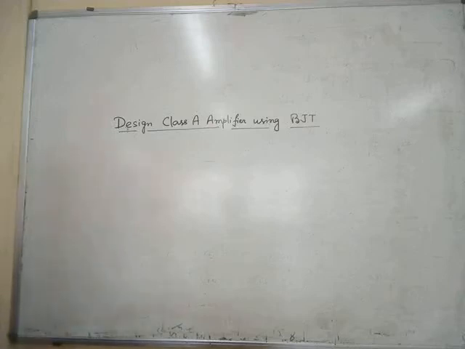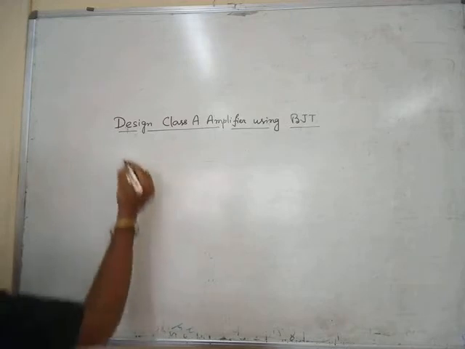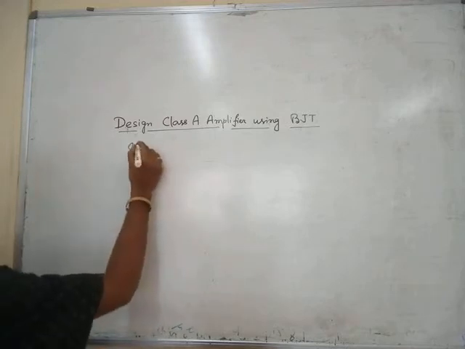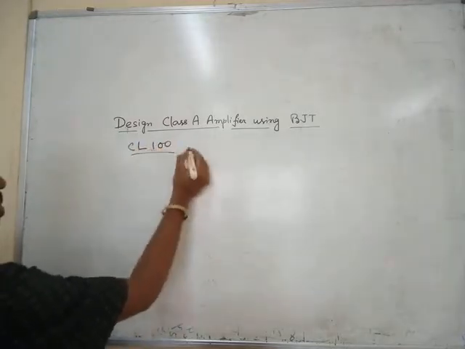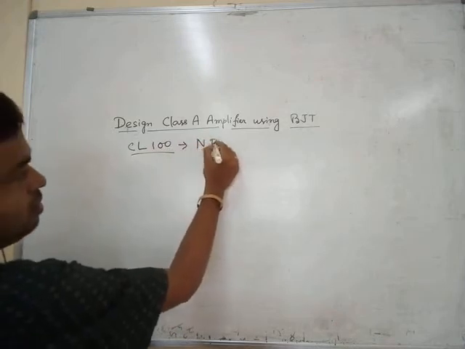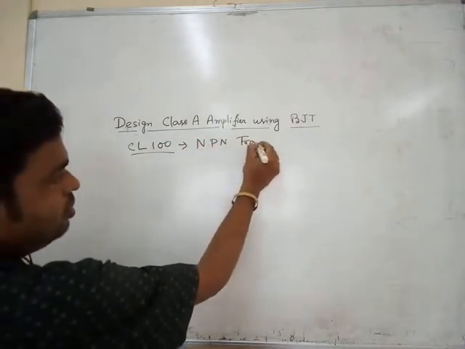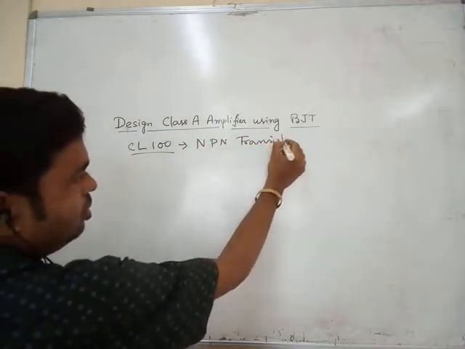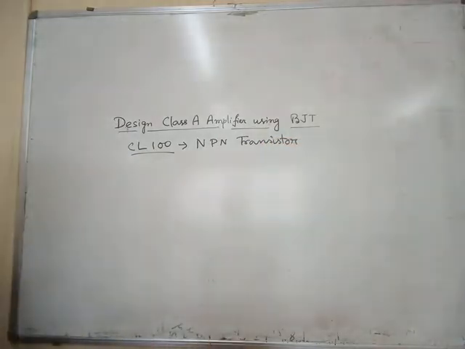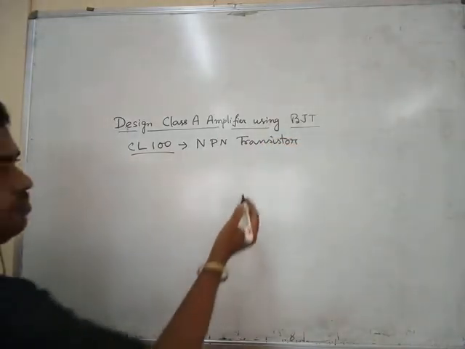The name is Design Class A Amplifier using BJT. So you use a BJT like CL100. This is an NPN transistor. The circuit diagram.